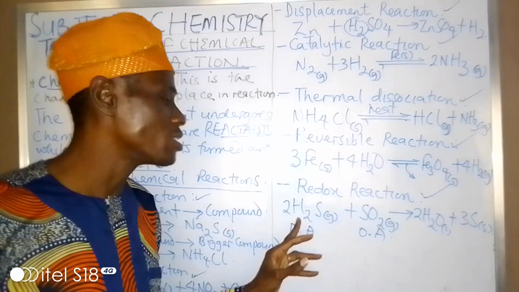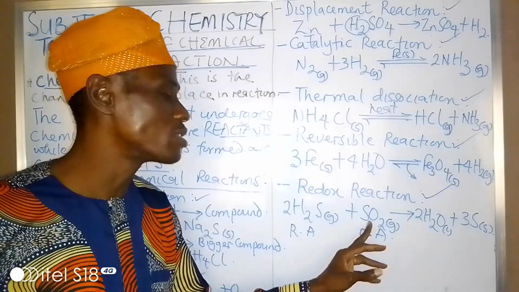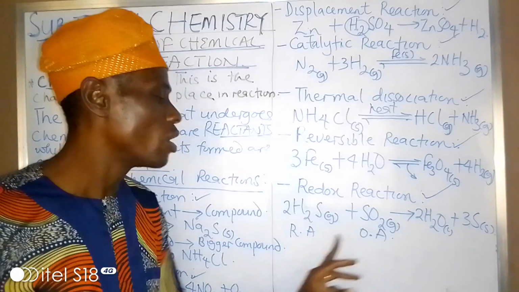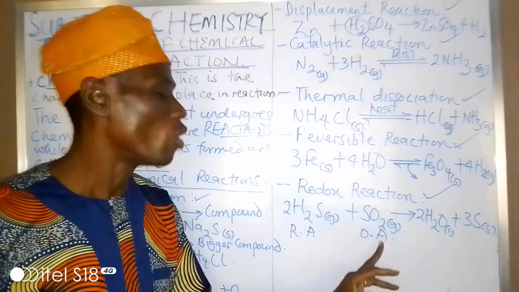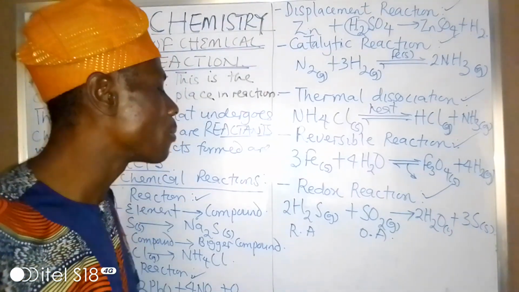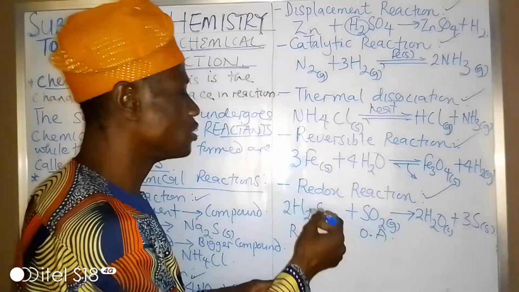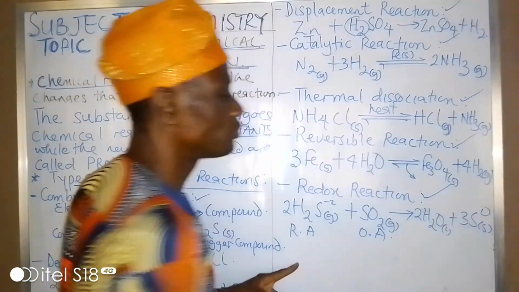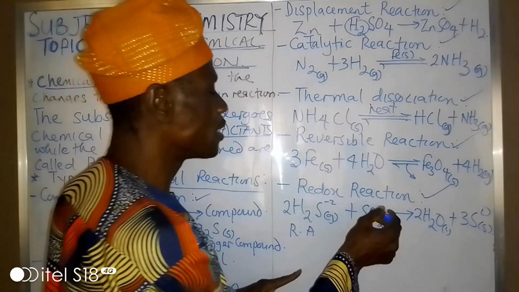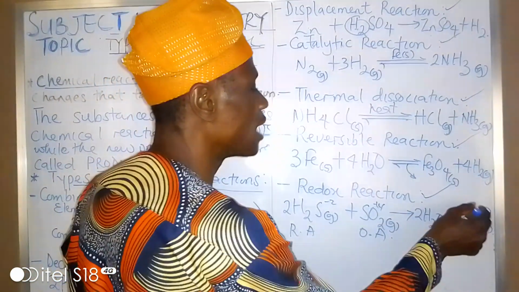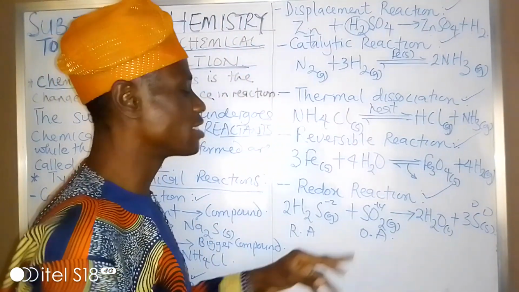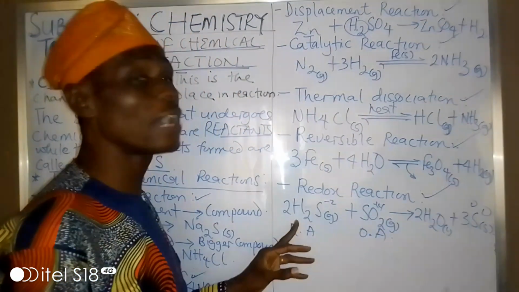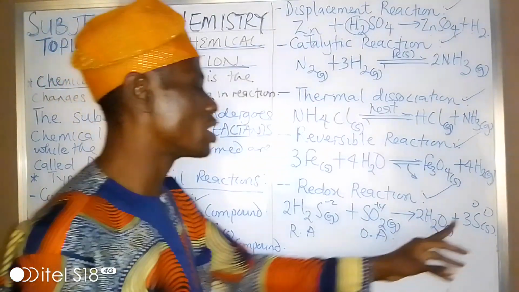Hydrogen sulfide is a reducing agent. Sulfur 4 oxide is an oxidizing agent. So hydrogen sulfide is the reducing agent. Sulfur 4 oxide is what? Oxidizing agent, because the oxidation number of sulfur here has increased. Sulfur here is -2, sulfur here is 0, oxidation number. Here, sulfur is 4, but sulfur here is 0. So you can see that it decreased. SO2 has decreased to 0, whereas the sulfur in hydrogen sulfide has increased from -2 to 0.